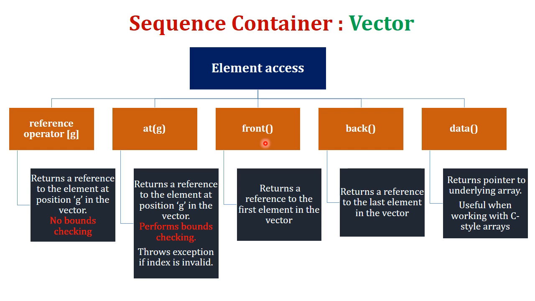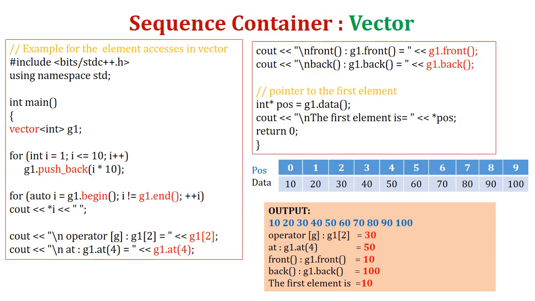And next one is front. It will return the reference to the first element in the vector. And next function, back, will return the reference to the last element in the vector. And next one is data. It will return the pointer to the underlying array. We'll see an example using the functions.